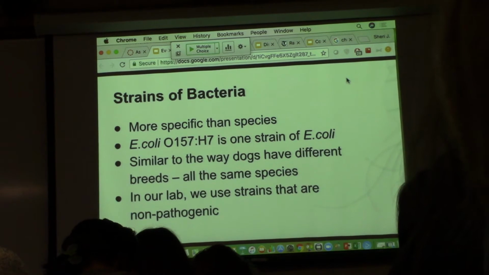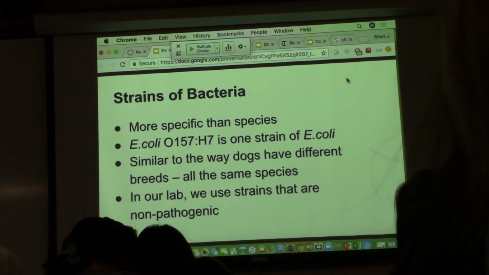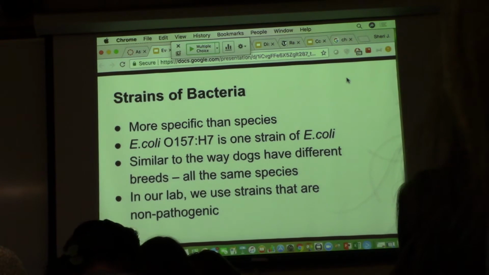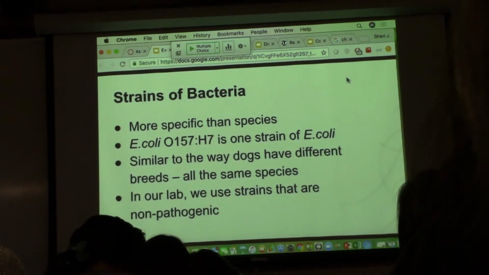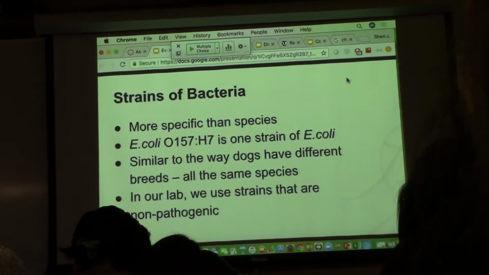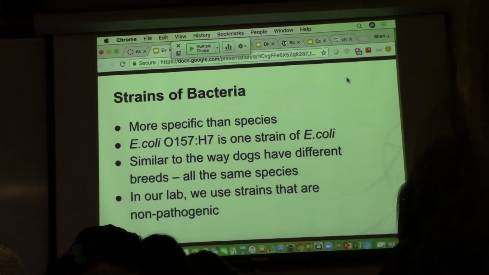We don't use any pathogens in our lab. You're probably bringing in more pathogens that are already in you and on you. We always buy them from the ATCC, and they're ones that are non-pathogenic. That doesn't mean you can't get sick from them. If you cut yourself and pour them into the wound, they'll still grow and eat you, right? You can get an infection, but they're not ones that just cause human disease for no reason.